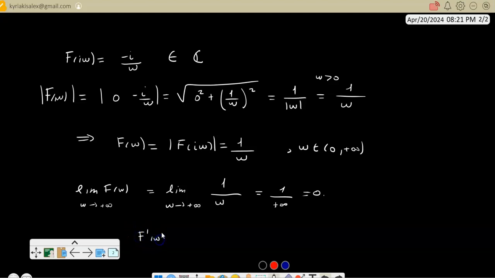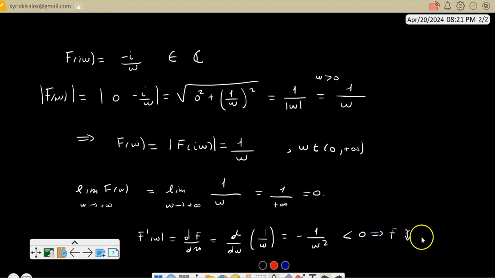F prime of omega equals the derivative of F with respect to omega, which is the derivative of 1 divided by omega, and this is minus 1 over omega squared, which is negative. So F is a decreasing function for omega belonging to 0 to infinity.